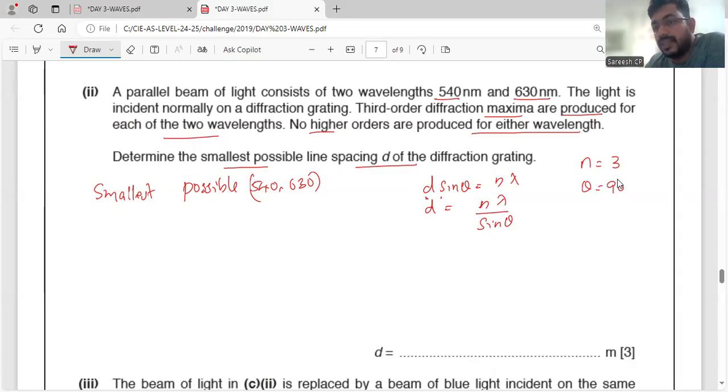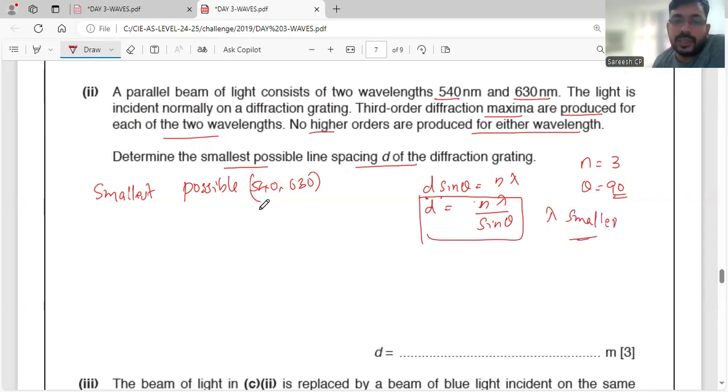So we can see till third order means the maximum angle, 90 degrees, the maximum angle. If it is the fourth one, then it goes beyond 90 degrees. If you look at this equation, d is equal to n lambda over sine theta. We can say that n is 3, and sine theta is the same for both of them. So if you want to get a smaller one, the lambda has to be smaller among these. The smaller lambda among these is 540.